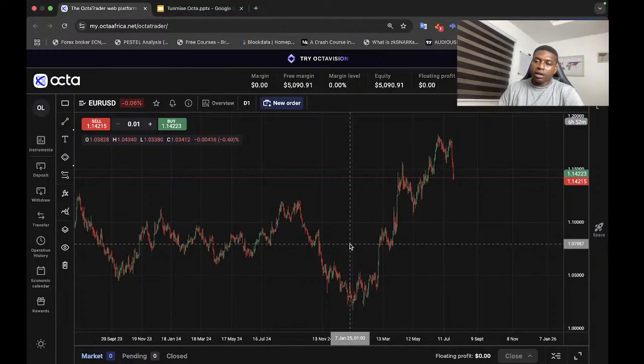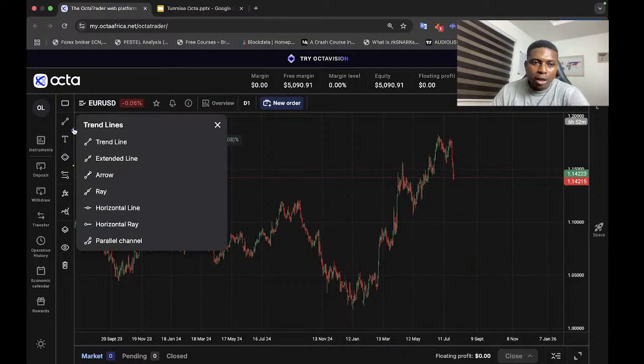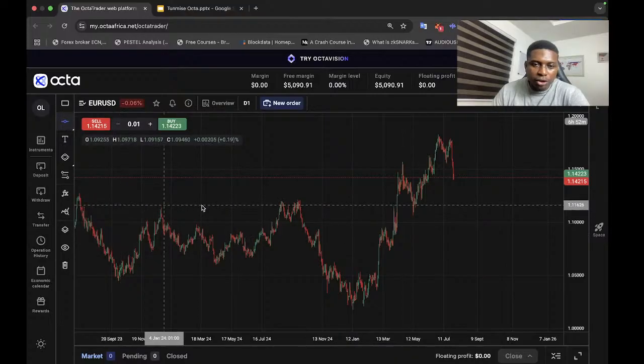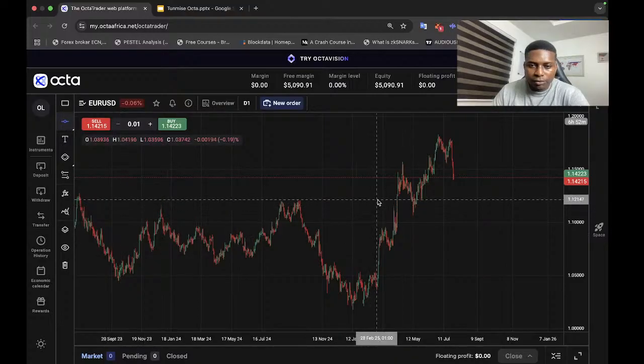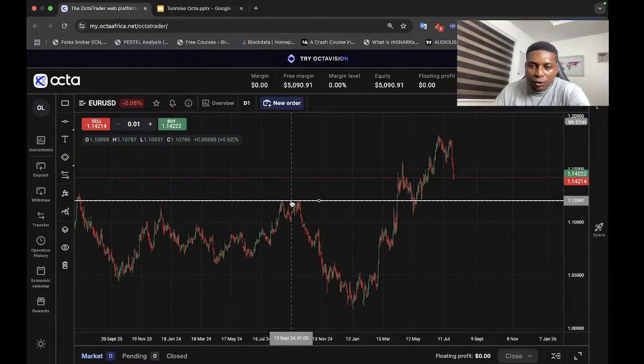Levels where price has respected, levels where buyers have respected and levels where sellers have respected. So we are going to outline the strategy. Now, horizontally, we have this horizontal line. Here we are able to map out levels of support and resistance.